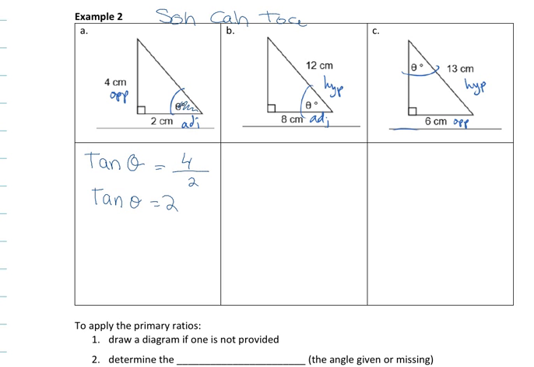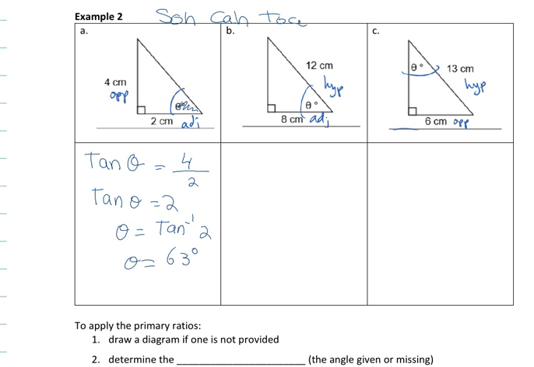Now to look for angle theta, we're going to have to do the inverse operation. So we're going to have to do the shift tan of 2, or the second tan of 2. So this is what you have to do. Tan inverse of 2. What do you guys get when you do that? 63.43. 63.43 to the nearest degree, so that's going to be 63 degrees. Okay? Make sure you know how to do that on your calculator.